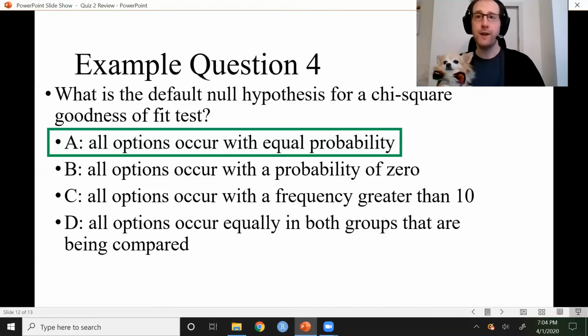You can change that default to whatever null hypothesis you'd want. It could be a null hypothesis that none of the cards have any probability, in which case if you randomly draw cards, it's probably not going to be equal to that, but you could decide that. All options occurring with a frequency greater than 10 is an assumption of most standard chi-square analyses, that there's at least some rate of probability for each of those. If you don't meet that assumption, you'd have to do a different test. And D would be the case if you were doing a chi-square test of independence. Of course, with the goodness of fit, you don't have 2 groups that you're comparing. You only have 1 group against a null hypothesis.